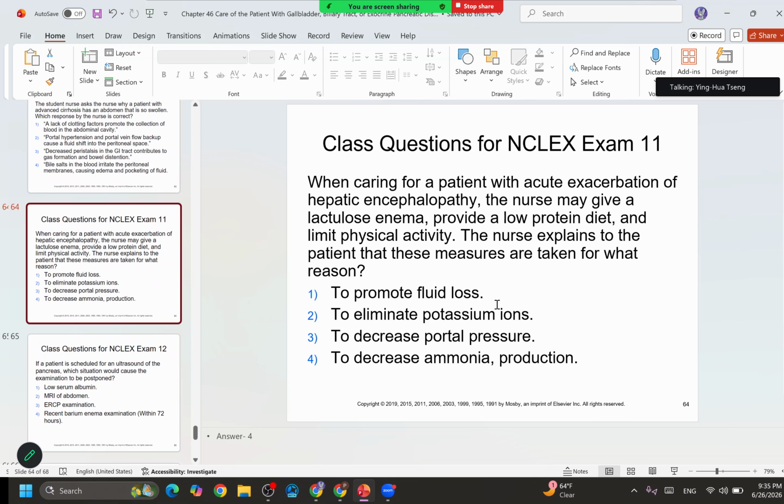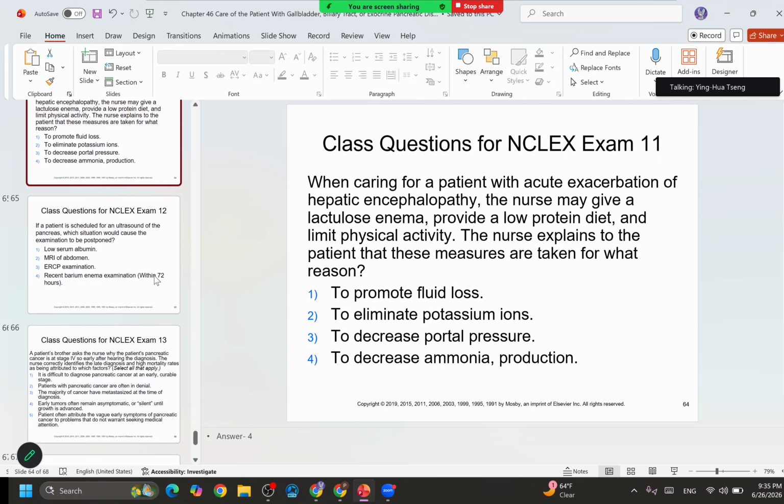Okay, 11. We're almost done. When caring for a patient with acute exacerbation of hepatic encephalopathy, the nurse may give a lactulose enema. Okay, that's safe. Provide a low protein diet and also limit physical activity. The nurse explains the patient that these measures are taken for what reason? Well, this one is easy. So 4, decrease ammonia. We don't want your ammonia to go high.